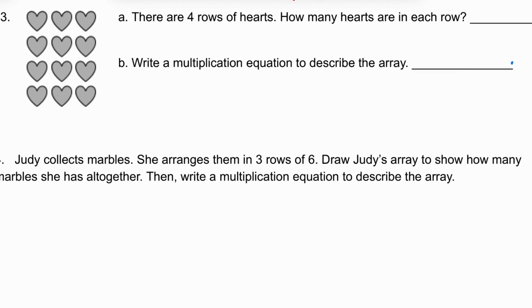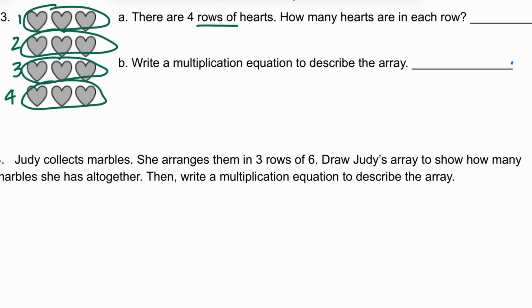So you can straight off the bat see that we have 1, 2, 3, 4 rows, just like it said. And how many is inside of each row? I'm going to circle the rows to make it easier for you to count. And this is a strategy that I recommend as well. You see that there are 3 hearts in each row, right? So we can actually skip count by 4s, or we can skip count by 3s. Let's skip count by 3s first.